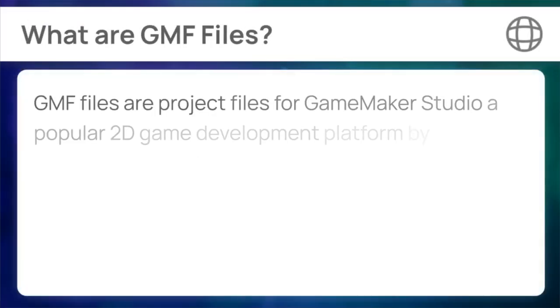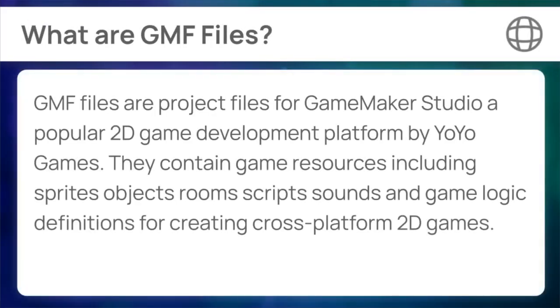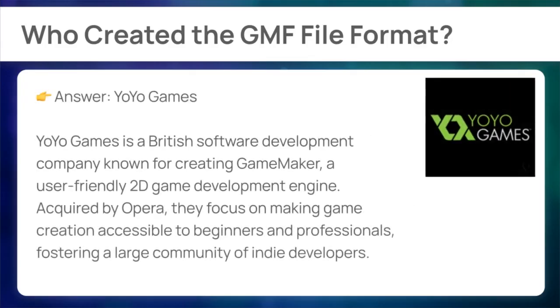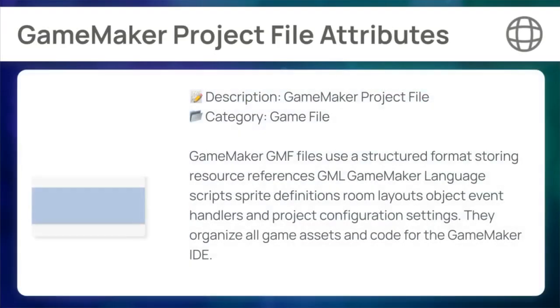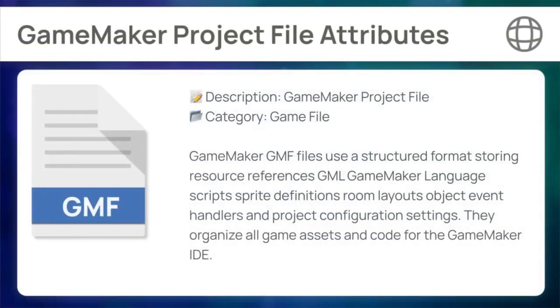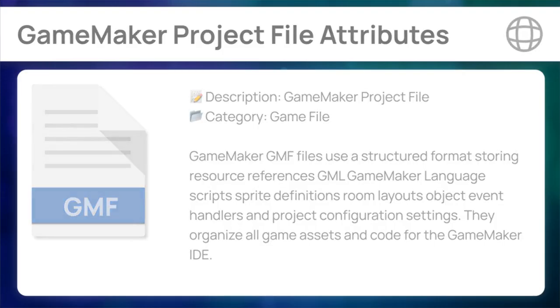GMF files are project files for GameMaker Studio, a popular 2D game development platform by YoYo Games. They contain game resources including sprites, objects, rooms, scripts, sounds, and game logic definitions for creating cross-platform 2D games. GameMaker GMF files use a structured format storing resource references, GML GameMaker Language scripts, sprite definitions, room layouts, object event handlers, and project configuration settings. They organize all game assets and code for the GameMaker IDE.